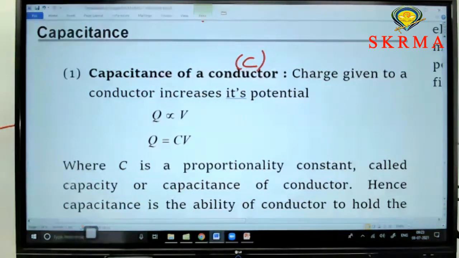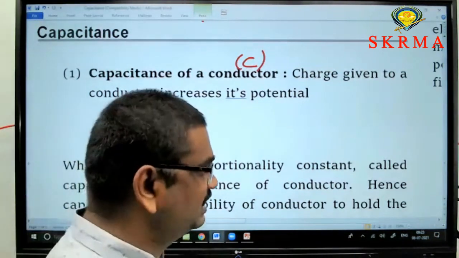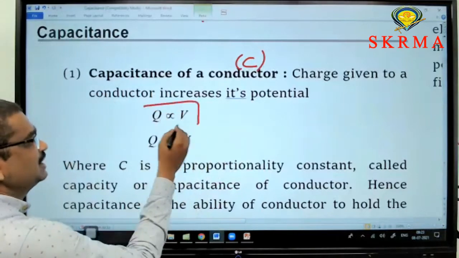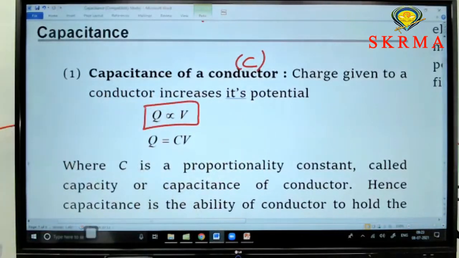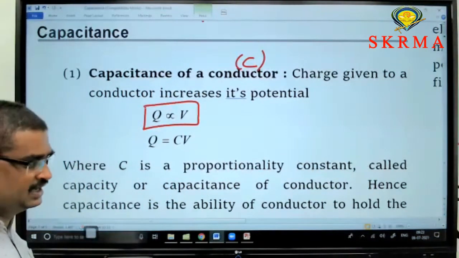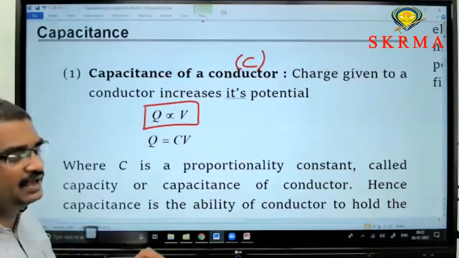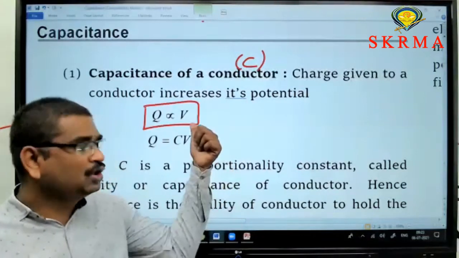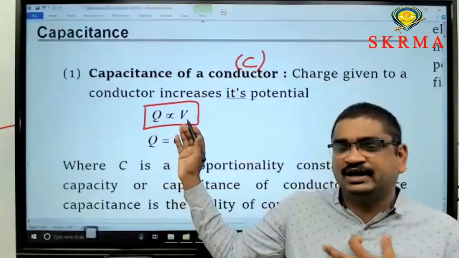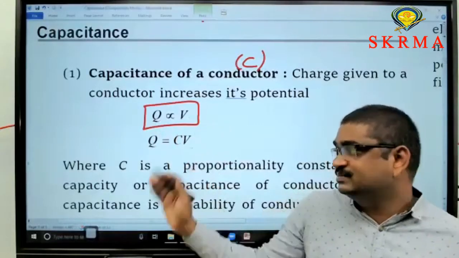Now, what is the relation between charge and potential? Charge on any capacitor is directly proportional to the potential across the capacitor plates. Charge on either of the capacitor plates is directly proportional to the potential difference across the plates.